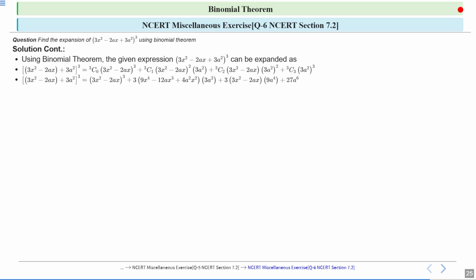So let's simplify each term. Then we obtain (3x square minus 2ax) whole cube plus 3 times (9x to the 4 minus 12ax cube plus 4a square x square) times 3a square plus 3 times (3x square minus 2ax) times 9 times a to the 4 plus 27a to the 6.